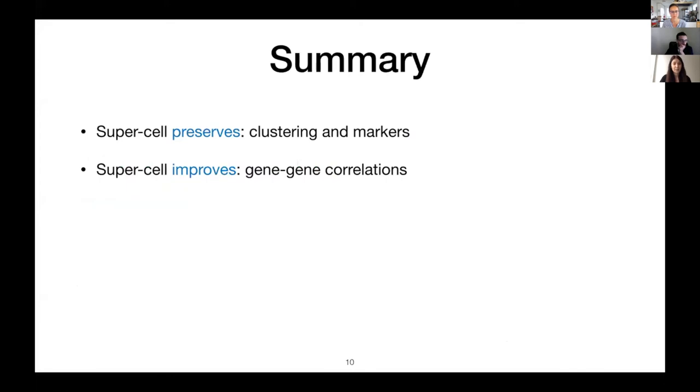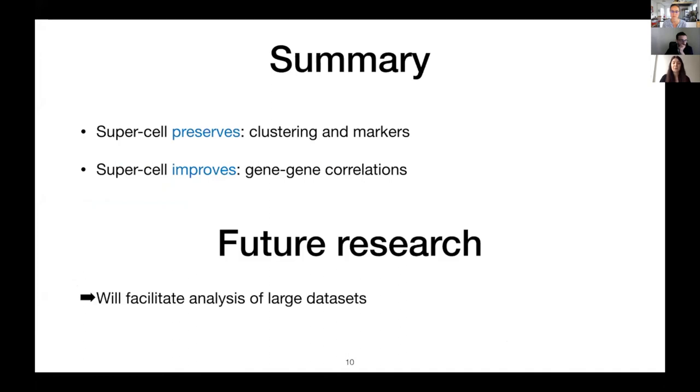And with this, I would like to conclude and to say that supercell quite well preserves clustering and markers recovery. It also improves gene-gene correlation, but what still has to be assessed is how much this facilitates the analysis of large data sets, because the idea is to use this approach to simplify the largest data sets in order to make the analysis faster and easier.